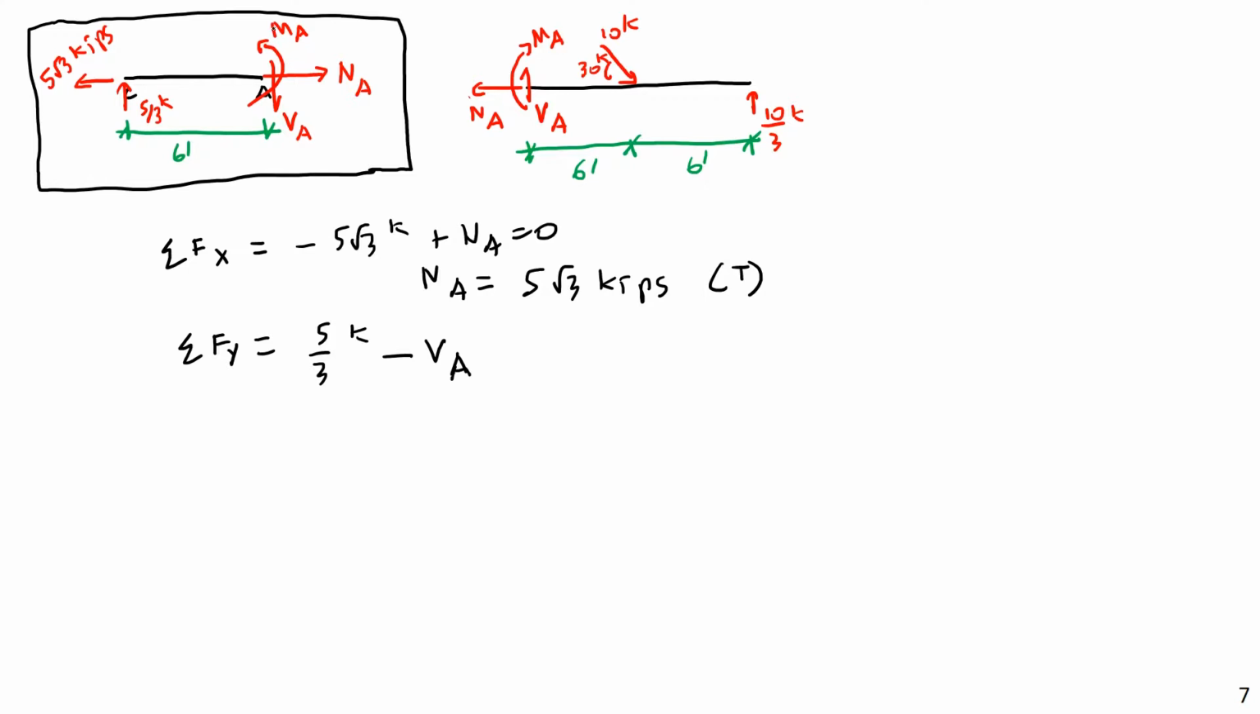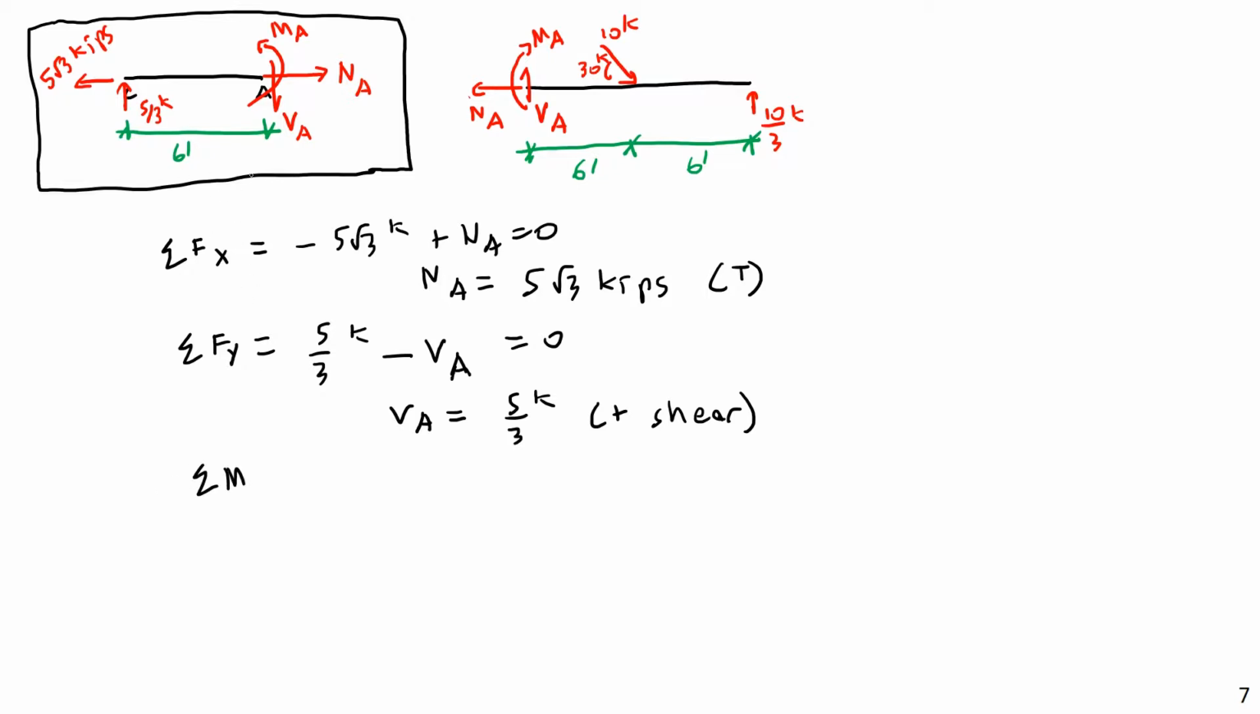And the moment would not contribute to the sum of forces. It only generates the tendency to rotate, not the tendency to translate. And this then equals 0. And so if we solve this for VA, VA is equal to 5/3 kips. And so we did assume correctly; we are in the state of positive shear. And then finally, I can do a sum of moments.